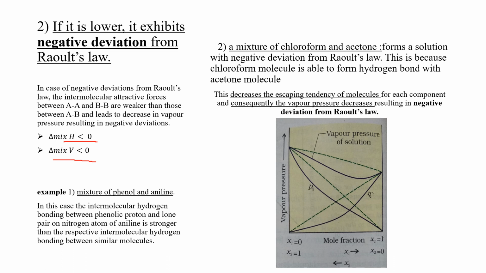One more example, a mixture of chloroform and acetone forms a solution with negative deviation from Raoult's law. This is because the chloroform molecule is able to form a hydrogen bond with the acetone molecule, and hydrogen bonds are stronger in nature. As the chloroform molecule forms a hydrogen bond with the acetone molecule in a solution, we can't break the bond again, and as hydrogen bonding is stronger, their molecules can't escape to the vapor phase as much. They will escape, but with less tendency. So this is all about negative deviation from Raoult's law.